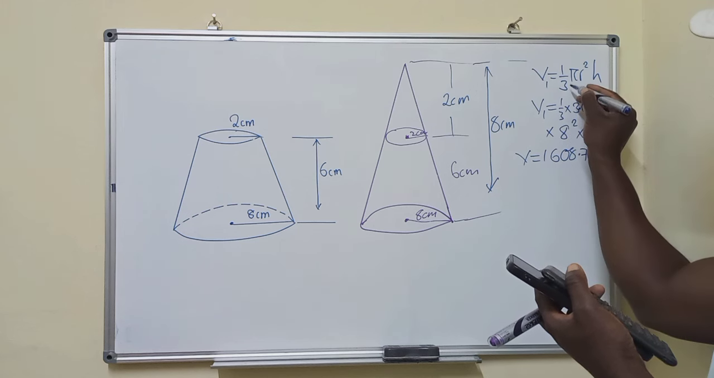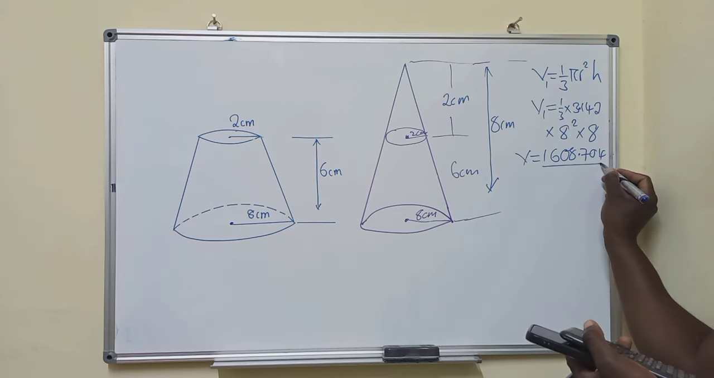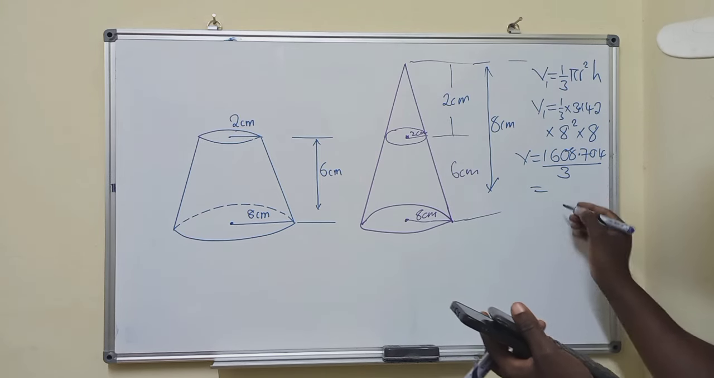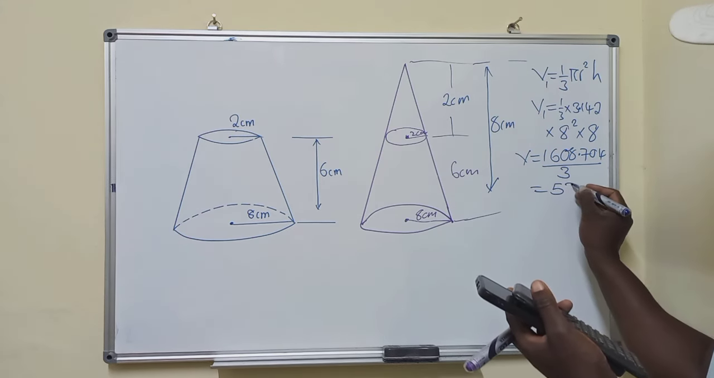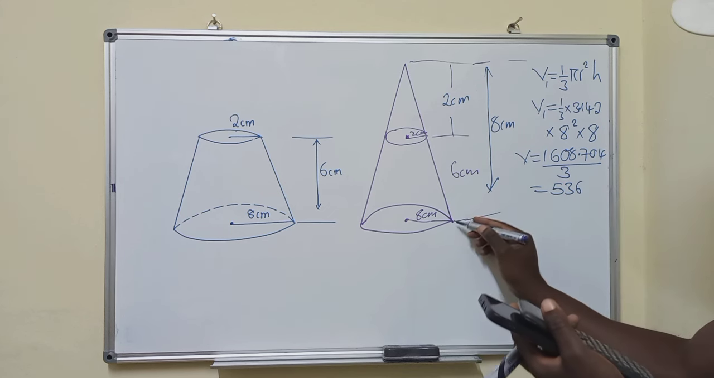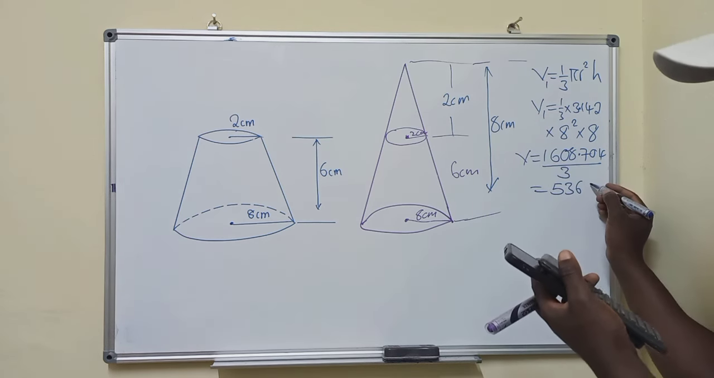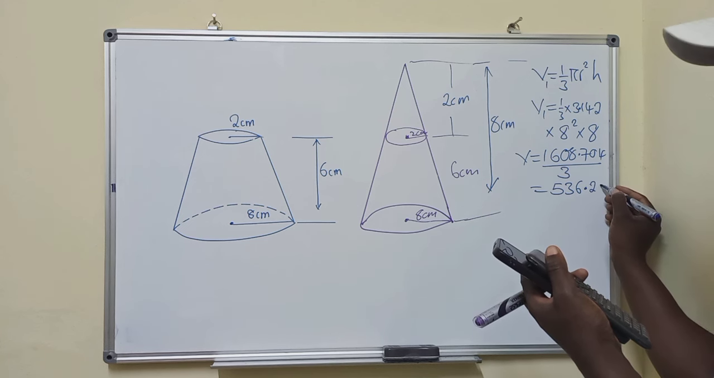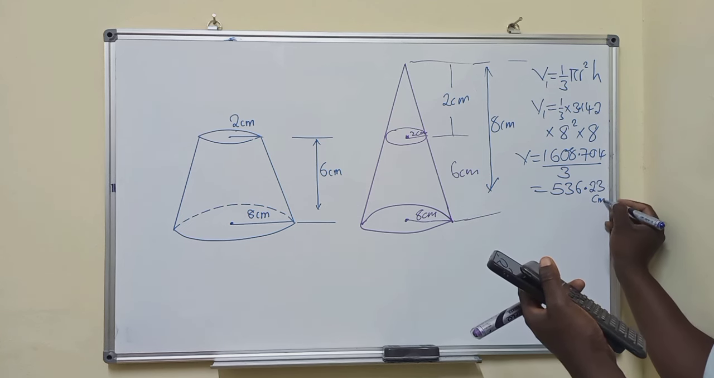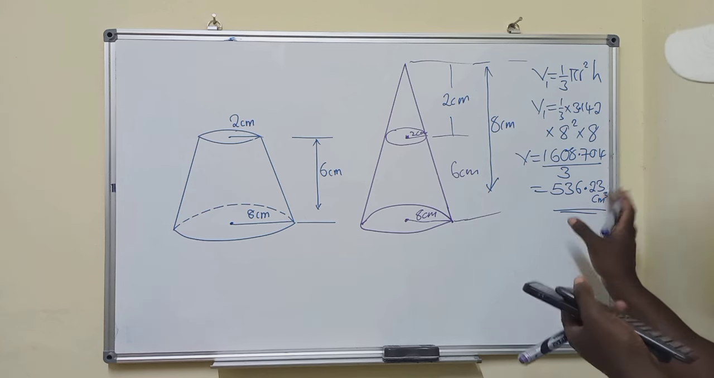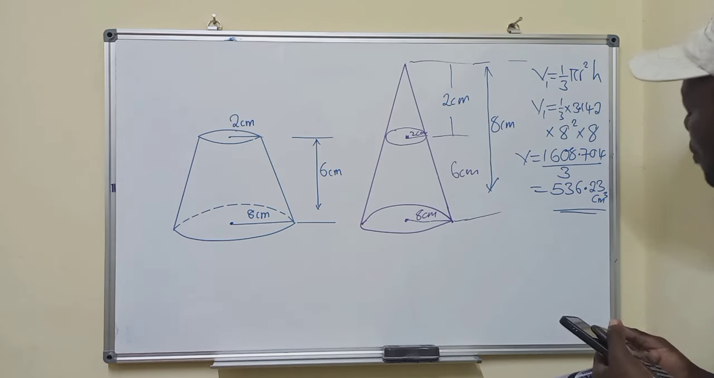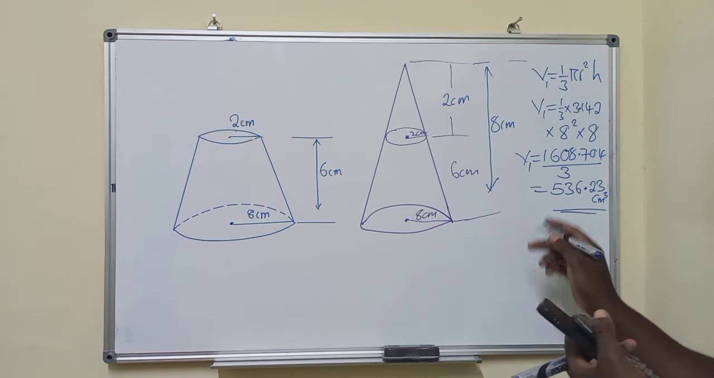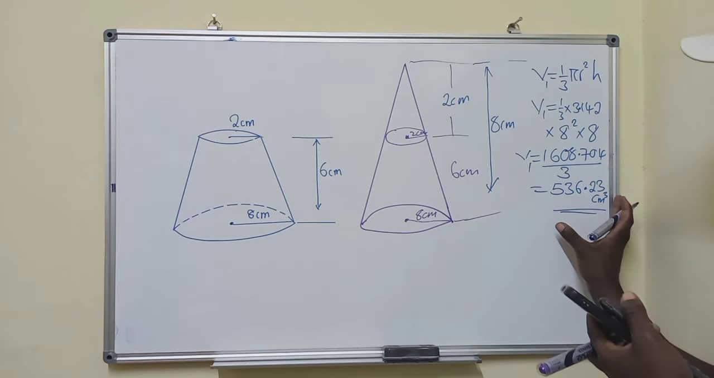Don't forget the 3 which is below here, the denominator. So you say over 3. Punch on your calculator, divide by 3. So the volume of the bigger cone from here to here is 536.23 centimeters cubed. I've put my answer in two decimal places. So I'm done with volume 1. I found the volume 1. This is not my answer.